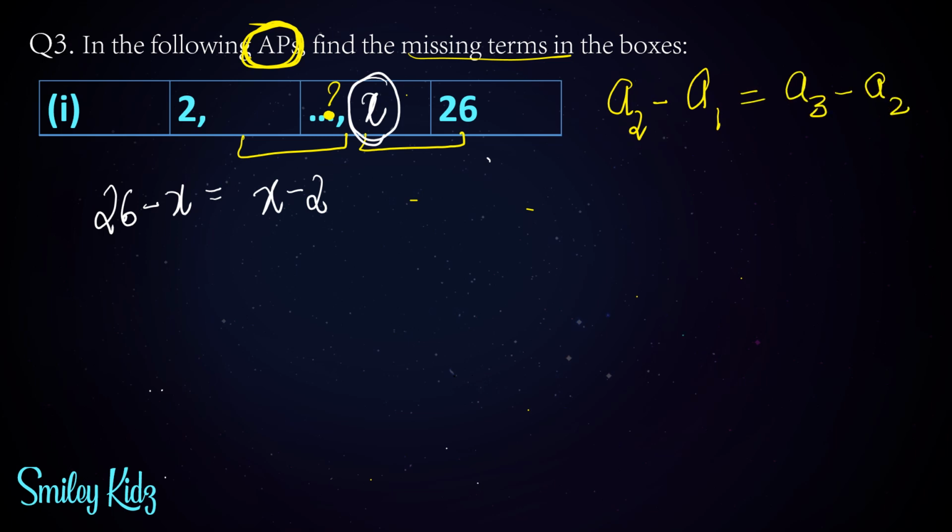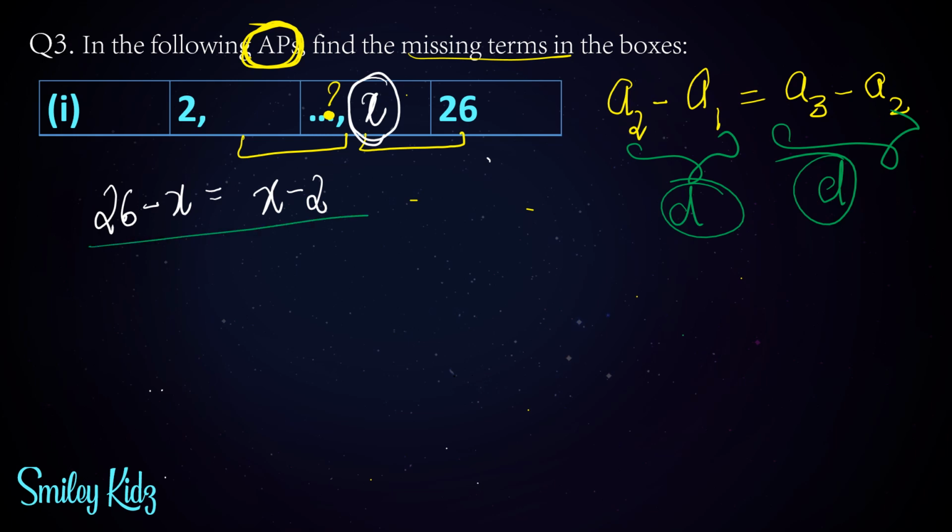Now in both the cases, what are we trying to find out? We are trying to find out only the common difference. And we already know that the common difference is same across any AP, right? So I've just equated this in order to find out my mid value.